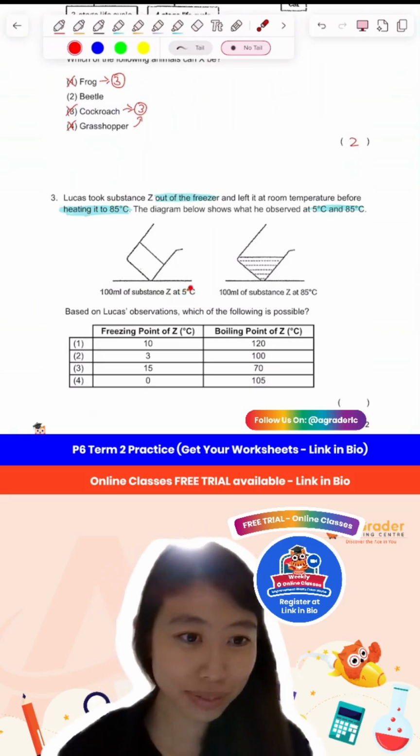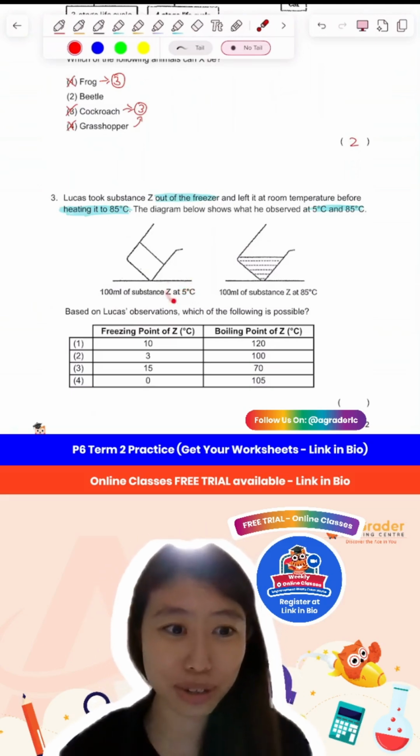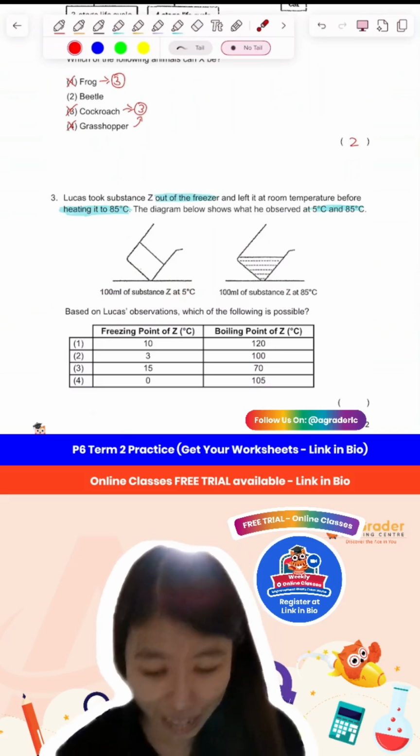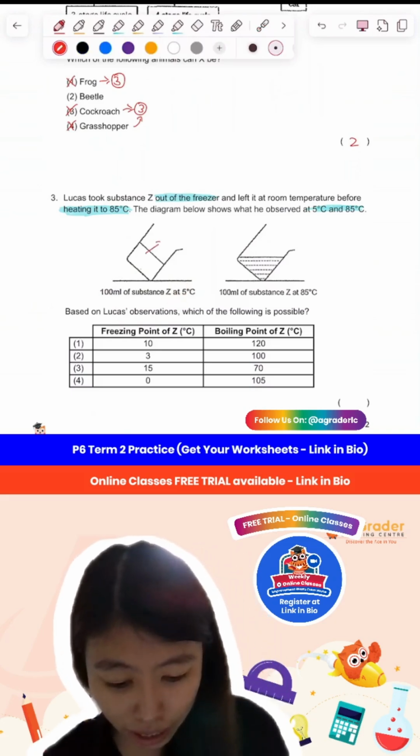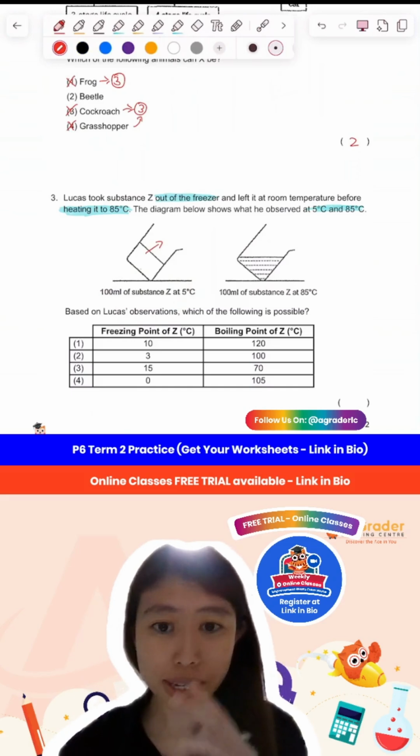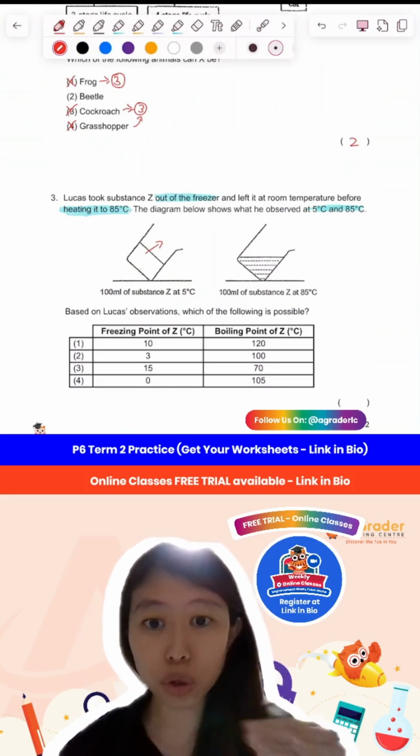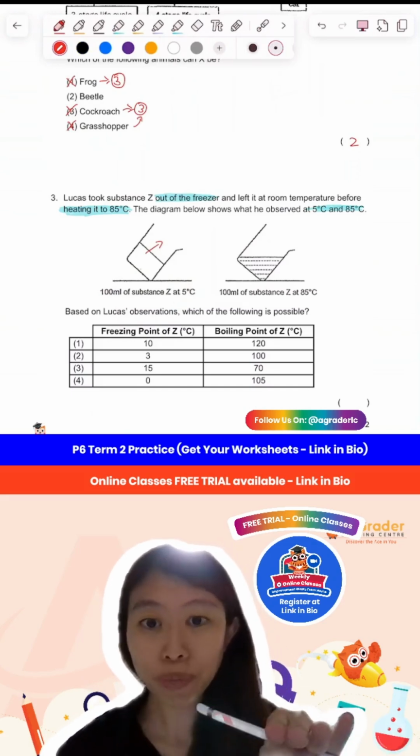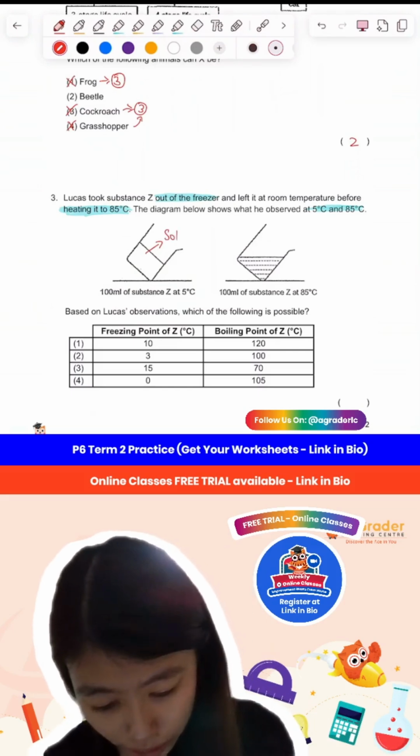I see mixed answers for this question, so I'll go through it. Yes, it is a solid state. You can see that it is stuck on the container. It doesn't follow the level of the floor. Okay, so it is a solid state.